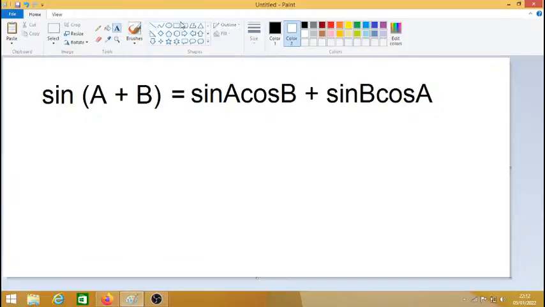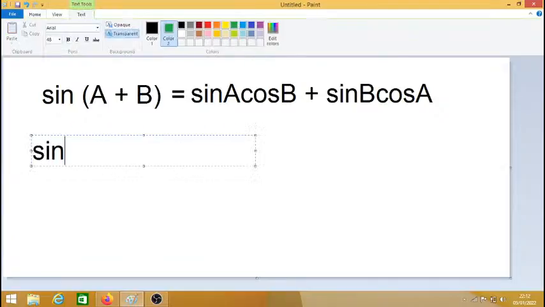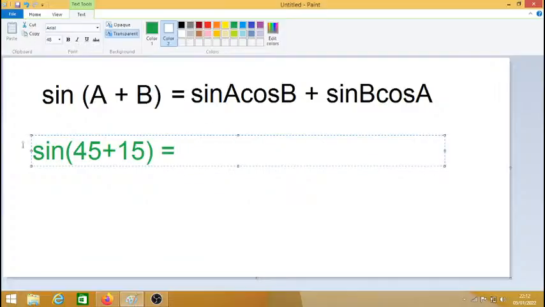Let's put some numbers in so you get an idea of what it looks like. Let's say we want to work out the sine of 45 degrees plus 15 degrees. I know that 45 and 15 add up to 60, but let's say one of them was unknown, then you wouldn't be able to add them together. So to show how to use this formula, let's keep the two numbers in, and break it up into each individual angle.